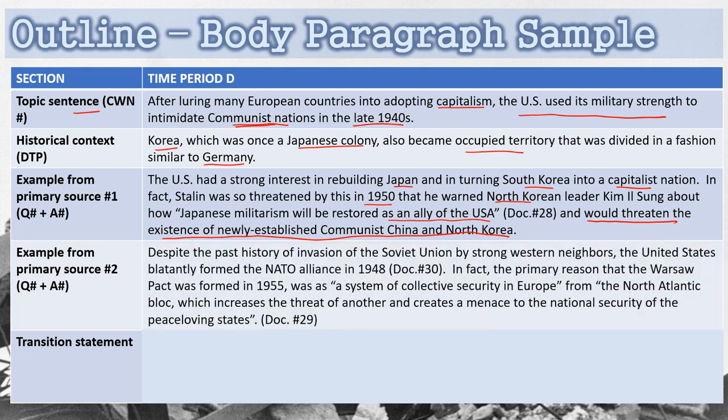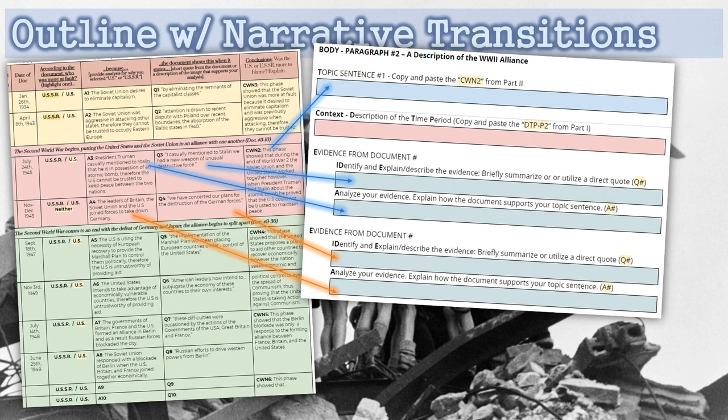A second document. Despite the past history of the invasion of the Soviet Union, this is also your analysis, the United States blatantly formed the NATO alliance in 1948, which is a reference to document 30. In fact, the primary reason that the Warsaw Pact was formed in 1955 was, quote, "a system of collective security in Europe from the North Atlantic bloc, which increases the threat of another and creates a menace to the national society of the peace-loving states," which he means in Eastern Europe. In this case, using multiple documents to support the point of the U.S. using its military capacity to intimidate countries that may want to be communist. So you should be able to use the documents in this particular way.